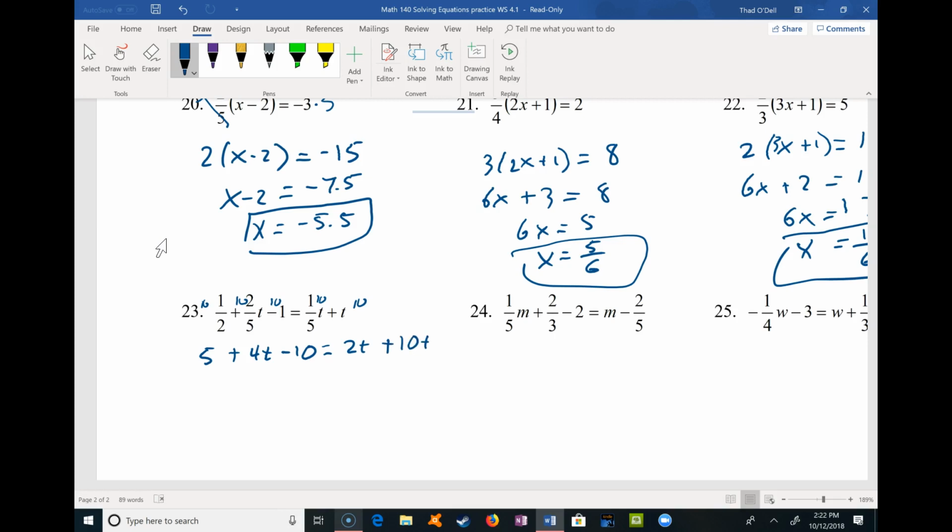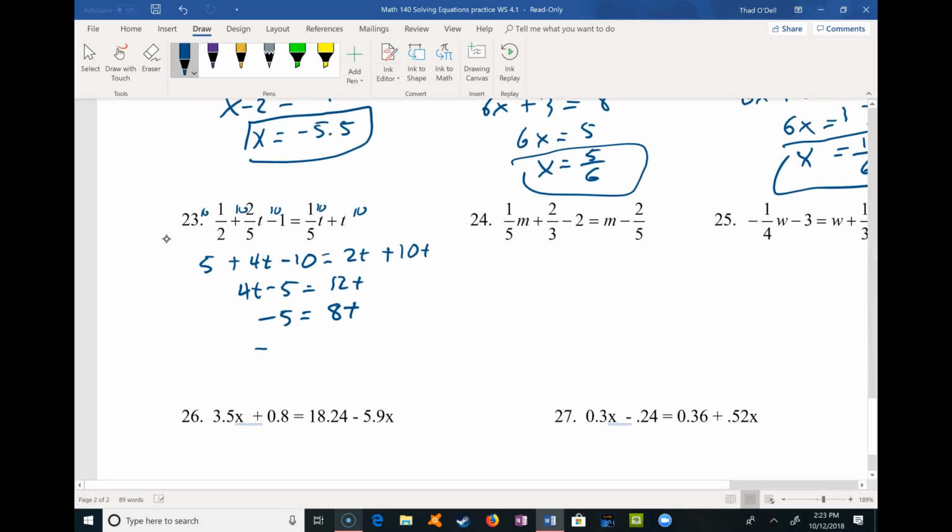Now the fractions are all gone, so we're going to simplify both sides. The negative 10 and the 5 will combine to give me a negative 5, and the 2t and 10t would become 12t. And I think I'll subtract 4t from both sides, so I get negative 5 is equal to 8t. Divide both sides by 8, and I get negative 5/8 is equal to t.